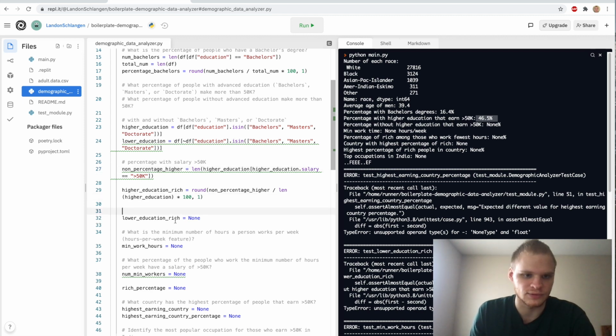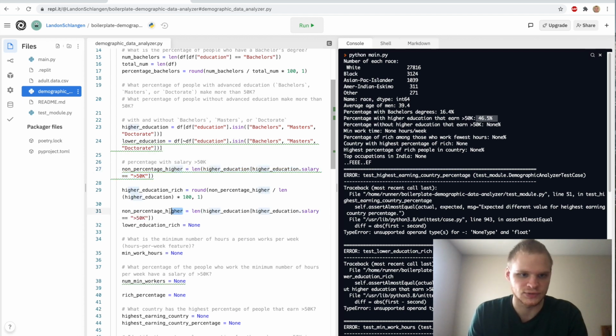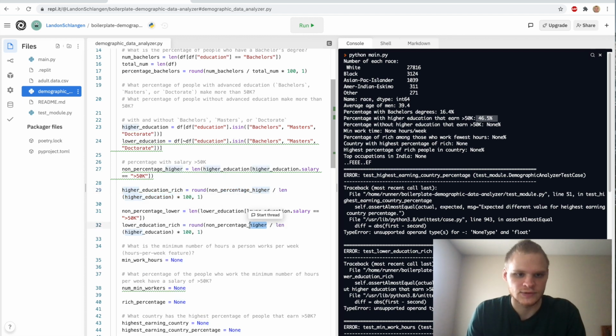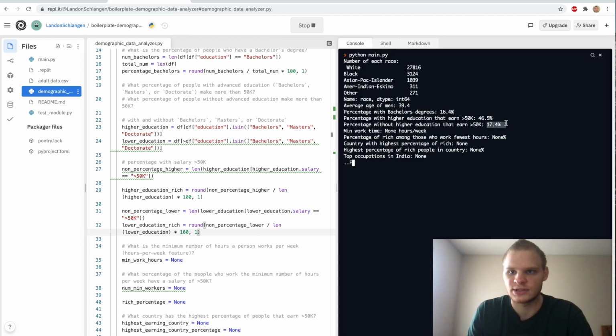Next up, we have to do lower education. So I can basically copy this, paste it under here, and just do non-percentage lower. And then instead of higher education, just do lower education. And then I can basically copy this as well and just change higher to lower. We're going to change higher to lower, and that should work for that. See what it gives us. Lower education, 17.4%. All right, cool.